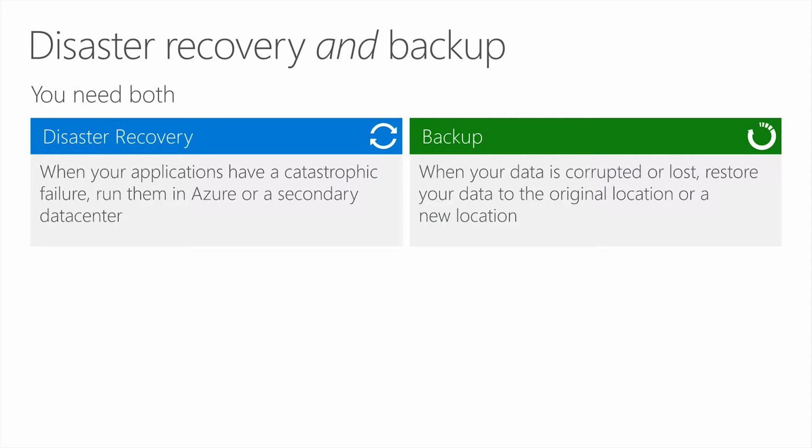When we talk about disaster recovery and backup, it's important to note that you really do need both. It's important to have a disaster recovery plan in place so that if your applications have a failure, we're able to run them in an alternative location such as Azure or a secondary data center. In addition, we require backup so that if the data would ever become corrupted or potentially lost, we can restore this data back to the original or alternative location.